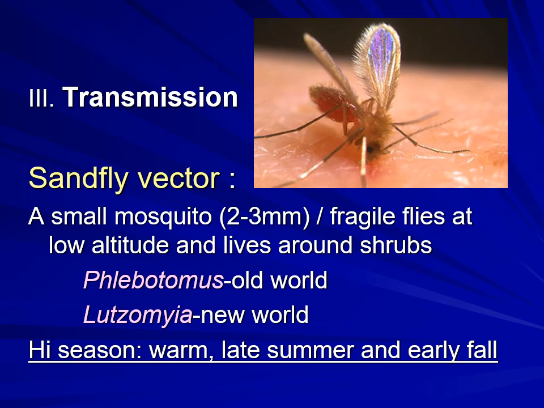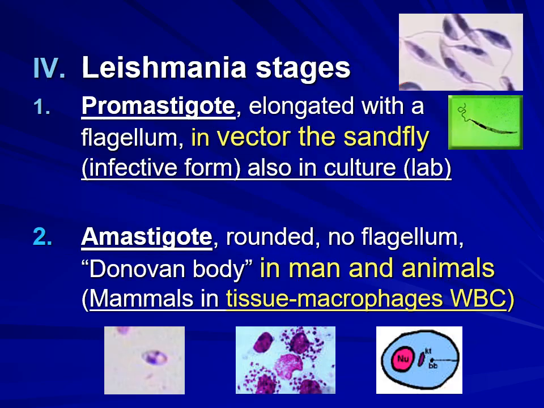And you can see clearly the picture of this tiny insect, tiny mosquito. It's only about 3 millimeters in size. It's quite hairy upon this magnification, and there it is. Now, Leishmania stages, we have got two stages, promastigote and amastigote. The promastigote, as you can see in the picture up there over the right-hand side, it's elongated with a flagellum.